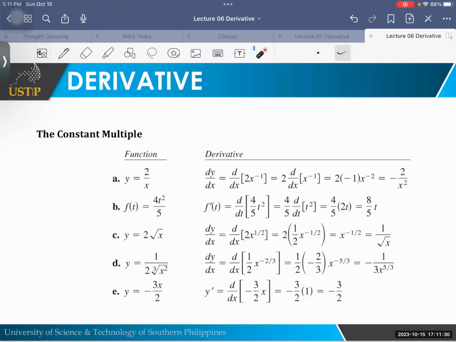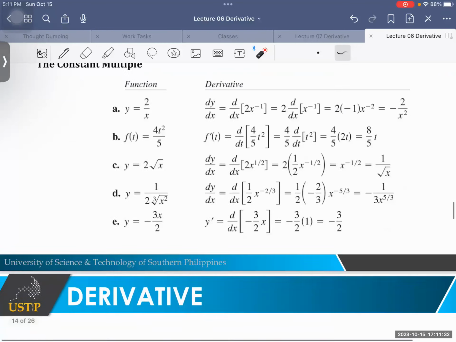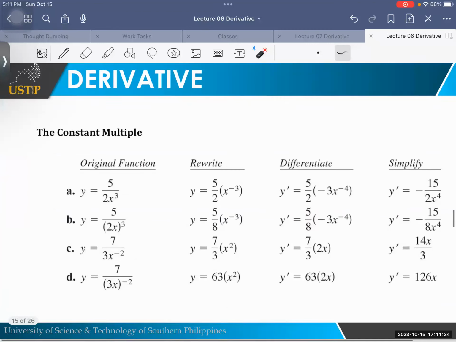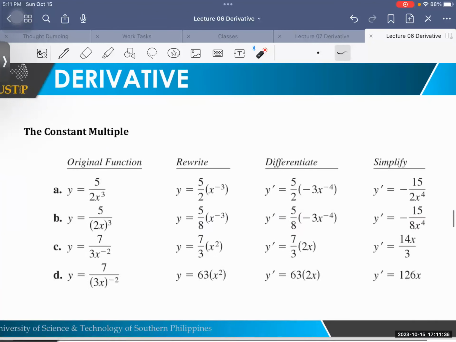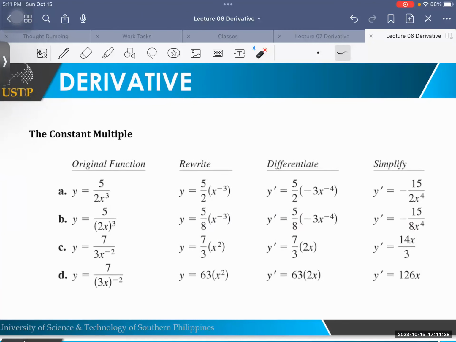That is the constant multiple. Basically, what we did in class is just simplifying everything. Okay? The original function is, of course, not going to be given to you as just x squared, it's x squared 1 over x. Of course, medyo complicated na ito gamay.